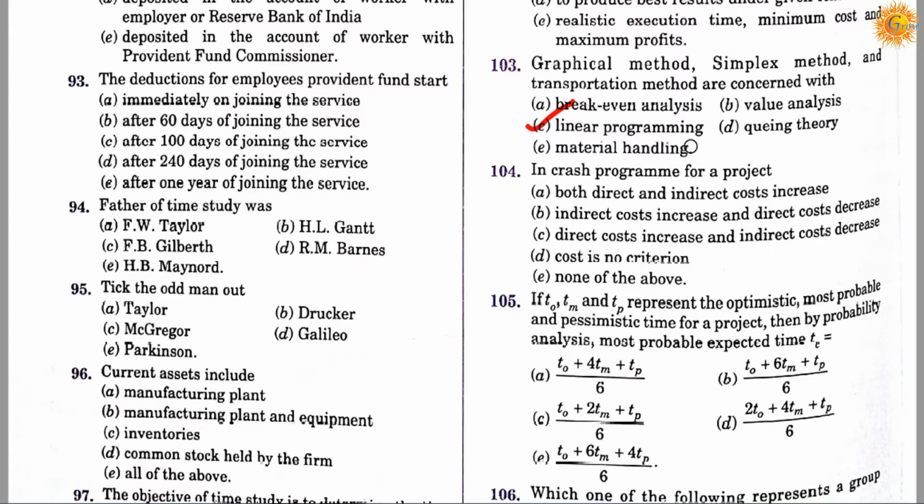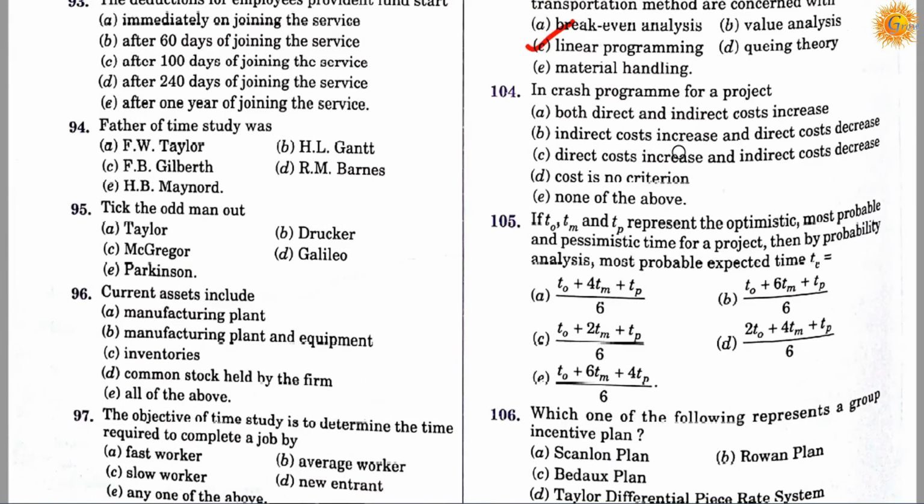Question number 104. In crash program for a project, option A, both direct and indirect cost increases. Option B, indirect costs increases and direct costs decreases. Option C is a direct cost increases and indirect costs decreases, and option D is a no criteria, and option E is none of the above. So correct answer is C. It means in the crash program for a project, direct costs increase and indirect costs decrease.